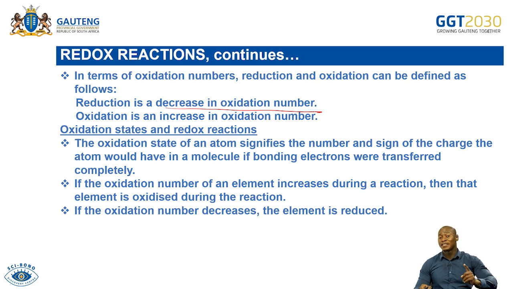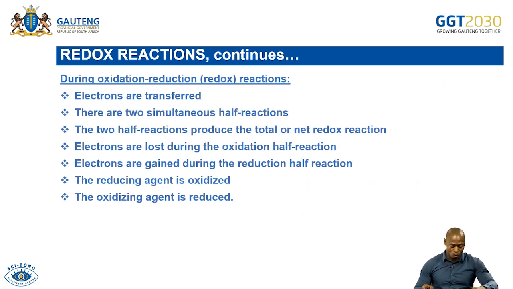So if we talk of a substance that is being reduced, how are you going to tell that the substance or the atom is being reduced? Its oxidation number is going to decrease, right? Then in terms of electrons, it means that it's gaining what? Electrons. How are you going to tell that a substance is being oxidized? If the oxidation number of that substance increases, it means that the substance is being oxidized. That substance is losing what? Electrons, right?